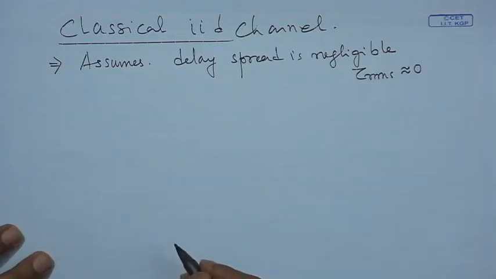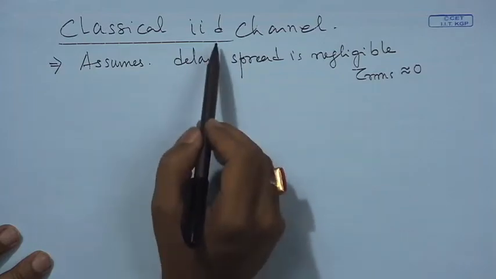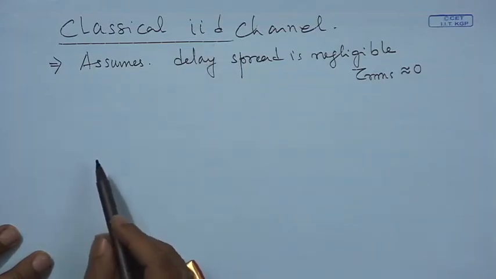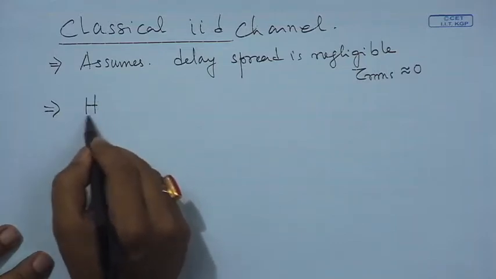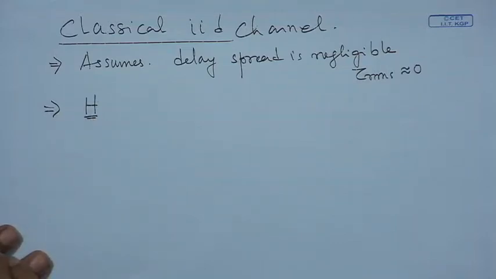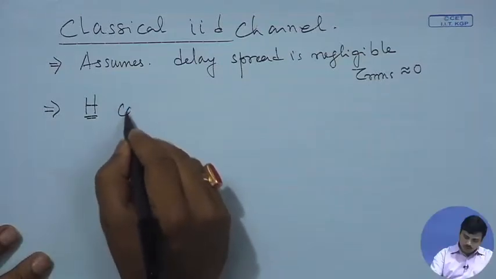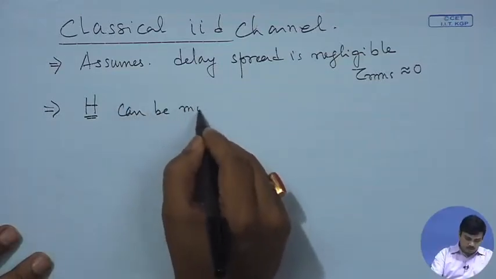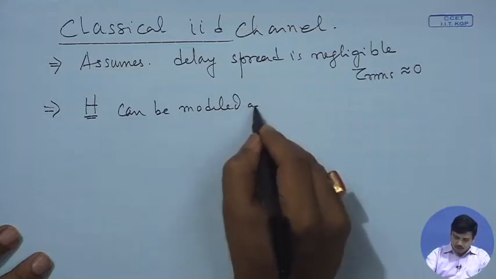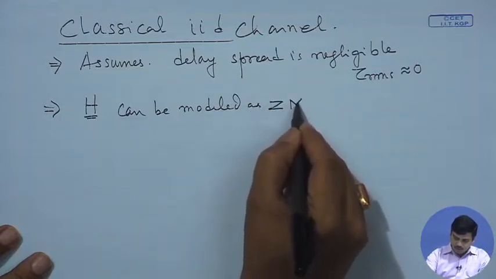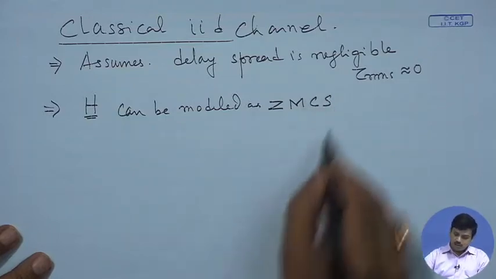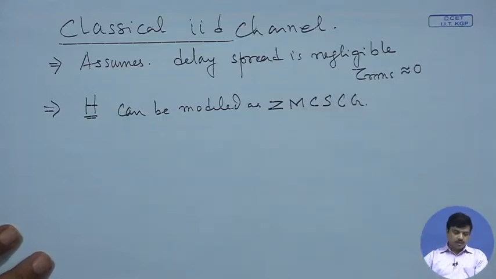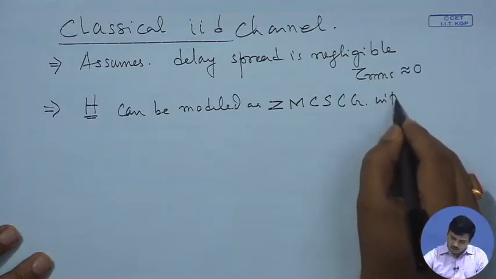That is what we have already said in the previous lectures, that in the rest of the course we are going to make this assumption. So this refers to one of the conditions of the classical IID channel. The second one it states is that H, with these two underlines indicating the MIMO channel, can be modeled as zero mean, circularly symmetric, complex Gaussian with unit variance.